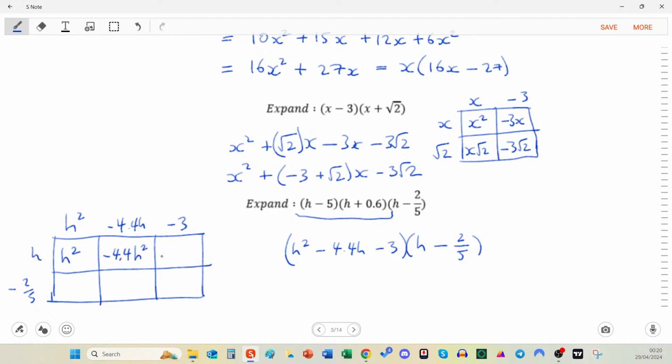0.4h squared minus 3h minus 2/5 h squared. And this is a tough one, I guess. How would I do it? So 4.4 multiplied by negative 2/5. Well, first of all, I know it's going to be a positive. So in fact, the negatives don't need to be there because two negatives are going to be positive. I'd probably write 4.4 as a fraction. When would that be a whole number?